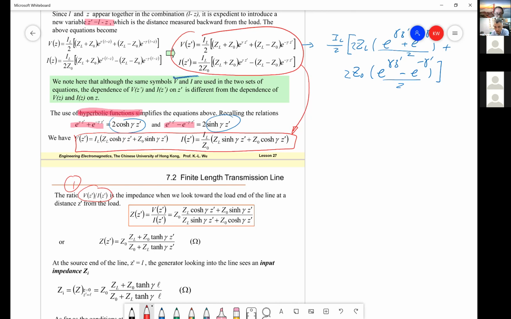The impedance is defined at any location down the transmission line. If we can measure the voltage, we can measure the current. Then we take a ratio, okay, we take a ratio. Then we define this as our impedance. Okay, but this impedance is looking toward the load.